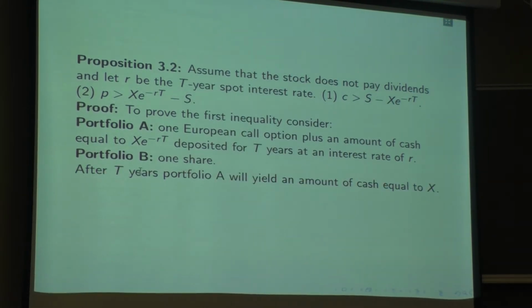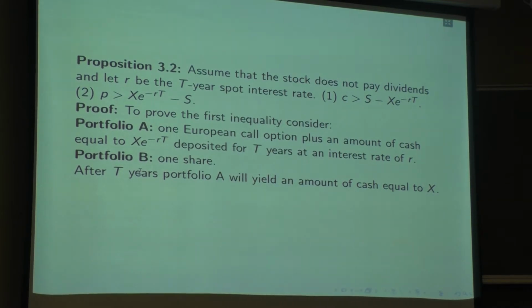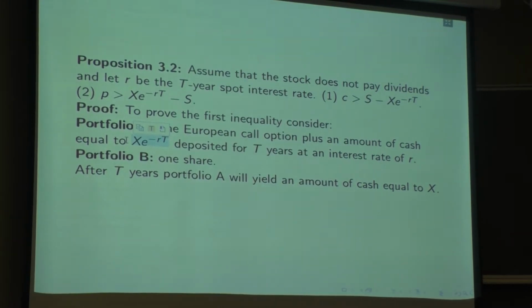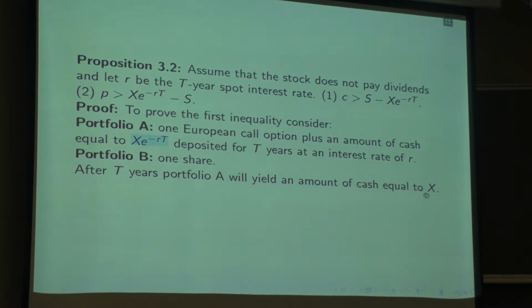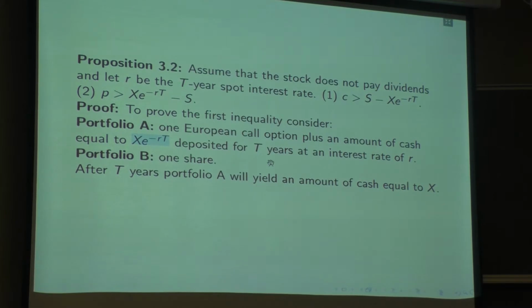So let's have a look at what happens after T years. We look in portfolio A, and what do we see? We started with this amount of cash. After T years, when we are earning an interest rate of R, this is going to grow to this amount times e to the RT. And when we multiply these two, we're going to get X. So in portfolio A, we now see X pounds, and we still have the European call option, which we may exercise.